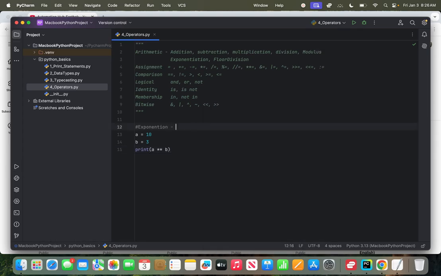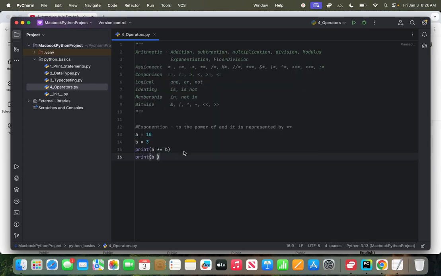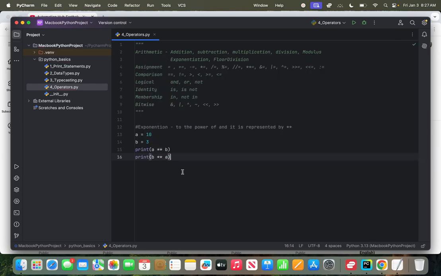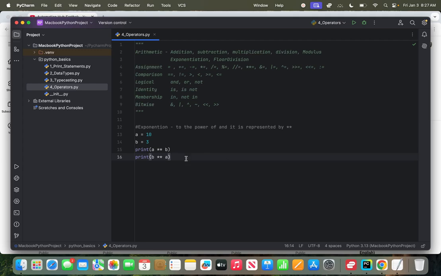Exponentiation is nothing but to the power of, and it is represented by 2 star symbols. Okay, if you want to do print B exponentiation A, that means B to the power A, that means 3 to the power 10. This is the value. See, this is exponentiation.